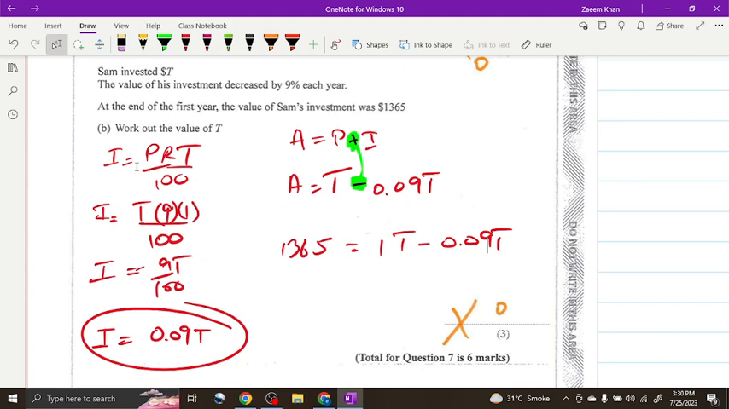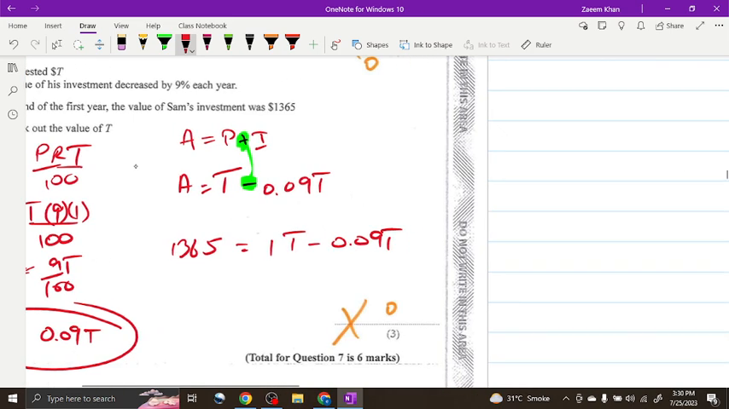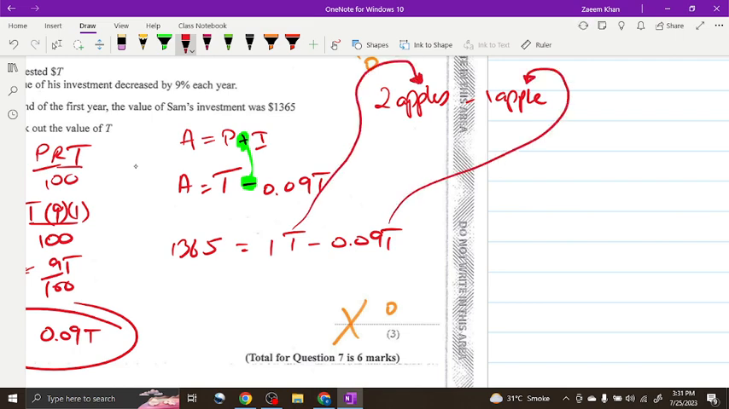I guess just add 1t to the side. If you add 1t to the other side, let's say you've got, I'll plug this in like this. Once again, really basic examples: 2 apples minus 1 apple. What do you have? 1 apple. You can just assume t to be an object that you can subtract. Just like this, you can subtract 0.09t from 1t.